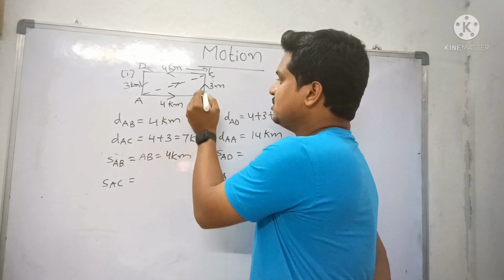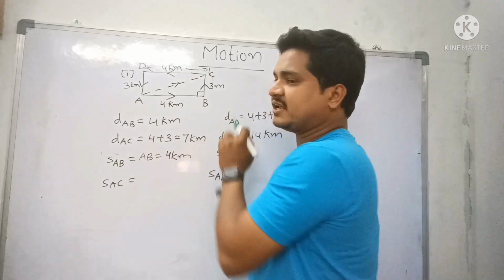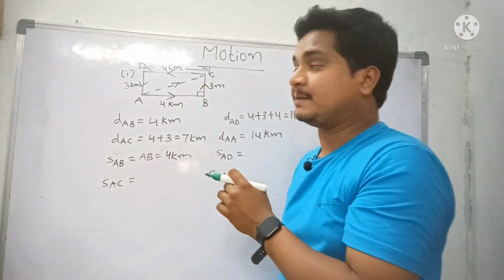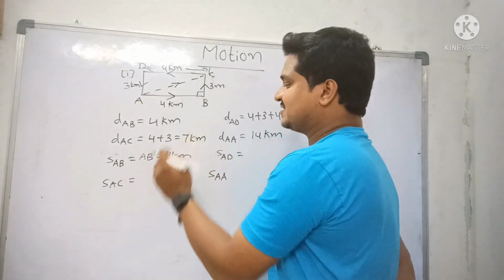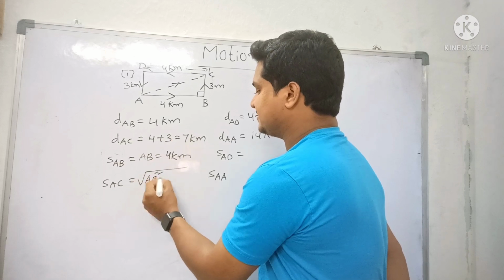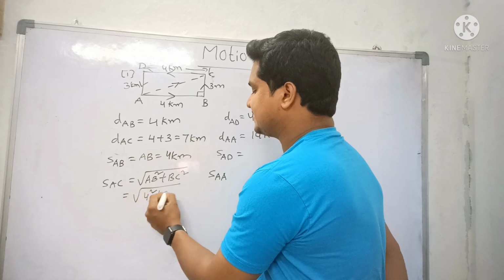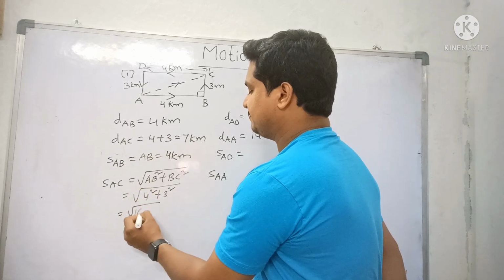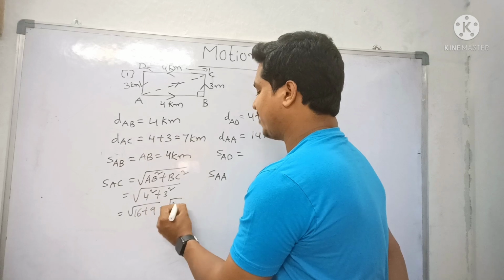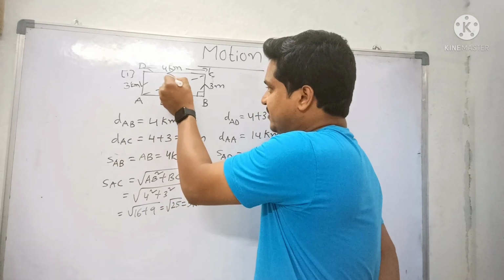This is the displacement. To find the displacement, if you observe A, B, C, this is a right angle triangle. For the right angle triangle, we can apply the Pythagoras theorem. To find the longest side AC, we need to apply square root of opposite side square plus adjacent side square. You will get square root of 4 square plus 3 square, so 16 plus 9, root 25. Root 25 is nothing but 5 kilometers. So this is the displacement we need to consider.